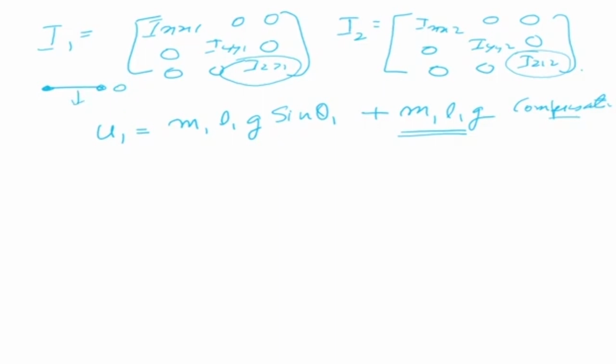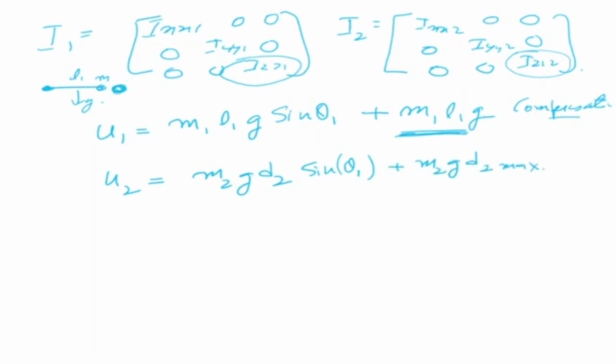In order to compensate for that, I'm saying m1 L1 g is there. So this is m1 L1, this is my g. So this is compensating because I've taken my 0 potential to be horizontal. Actually, it is vertical, it's not horizontal. So to make that compensation, we give this compensation term. So U2 is equal to m2g d2 sine theta 1, and there is a compensation here also, m2g d2 max. So the maximum stretching it can go, that is the amount of compensation we'll need.